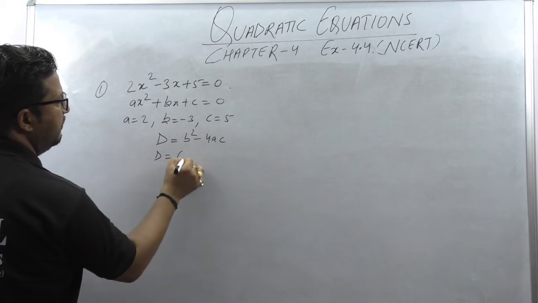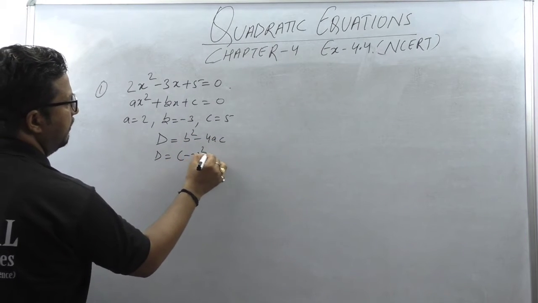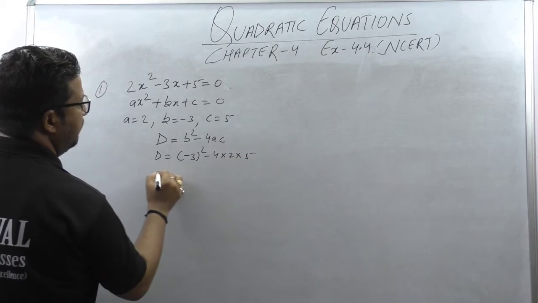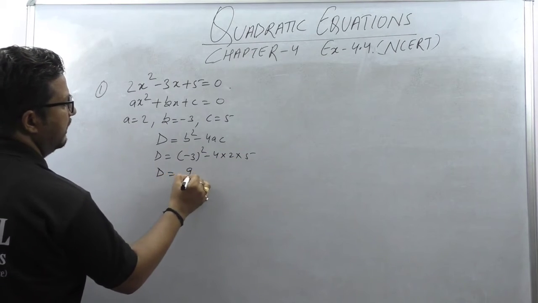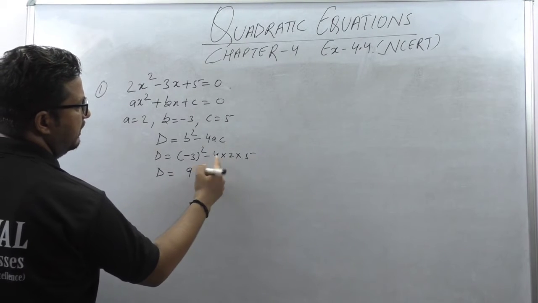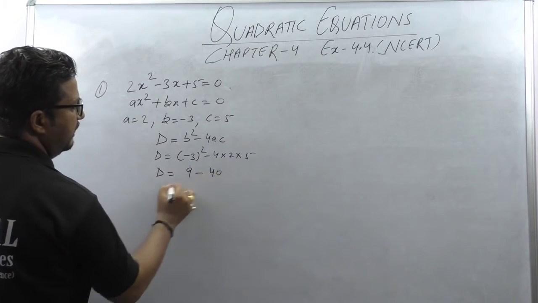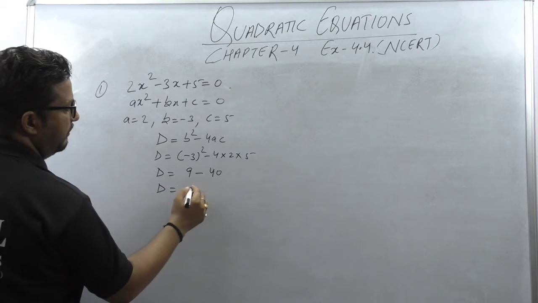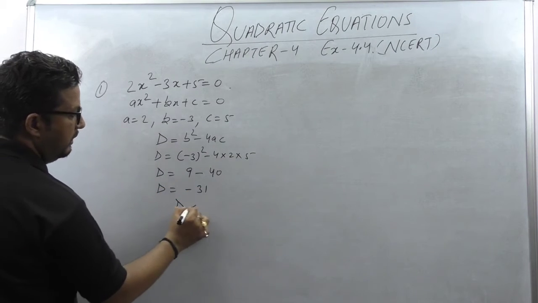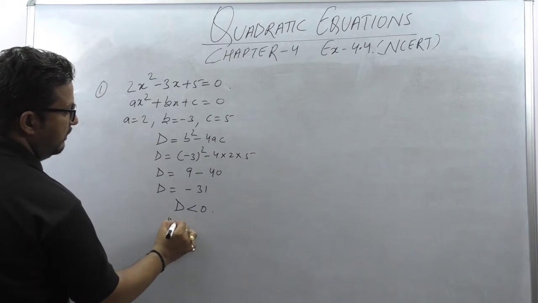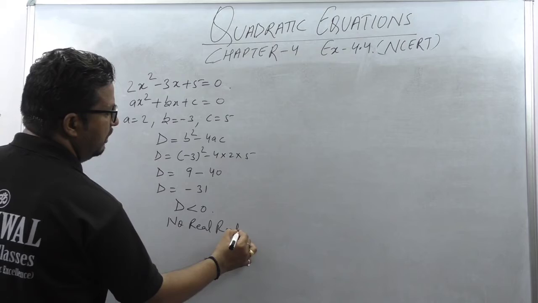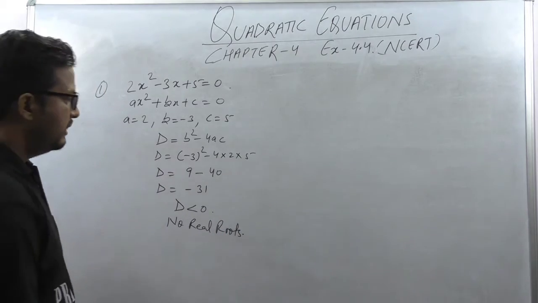So our D value is (-3)² - 4ac, where a is 2 and c is 5. If you solve it, it will be 9 minus 4 times 2 times 5, which is 40. If we subtract, we get -31. So here D is less than 0, so we'll write no real roots, because D is coming less than 0.